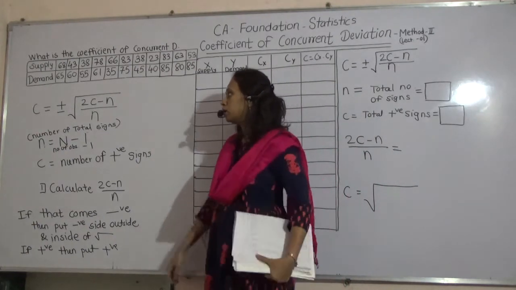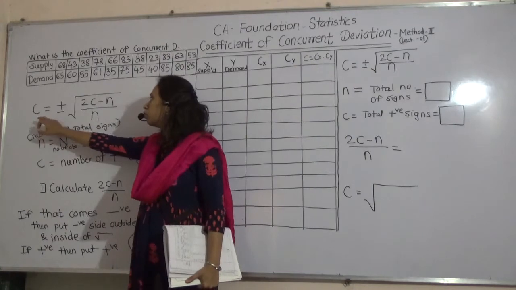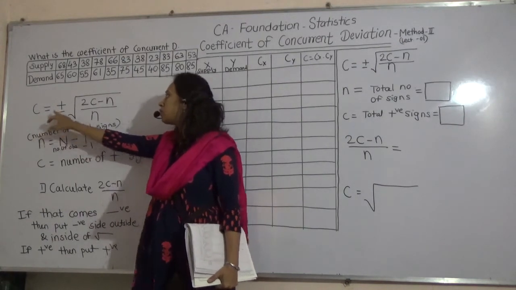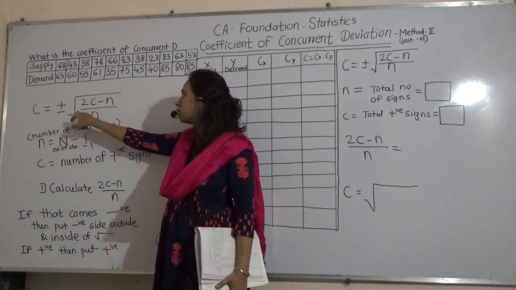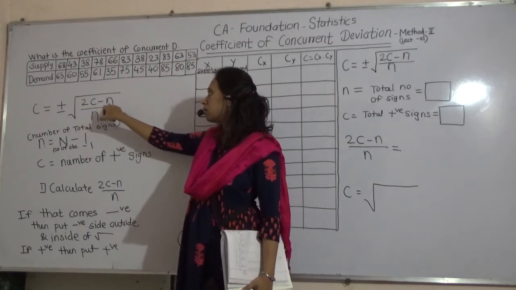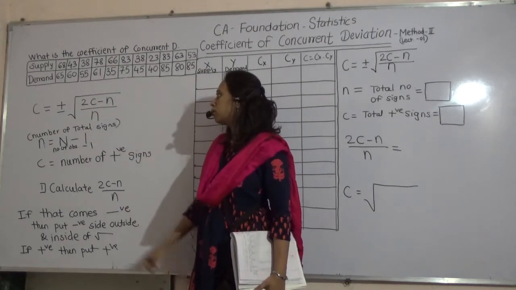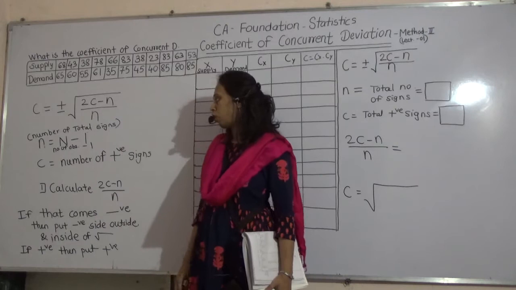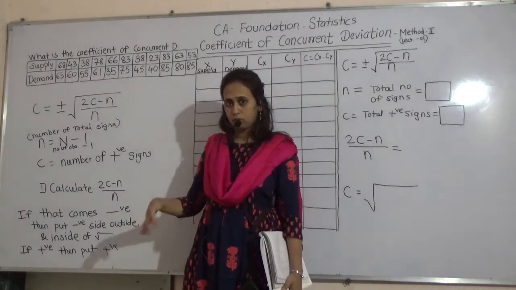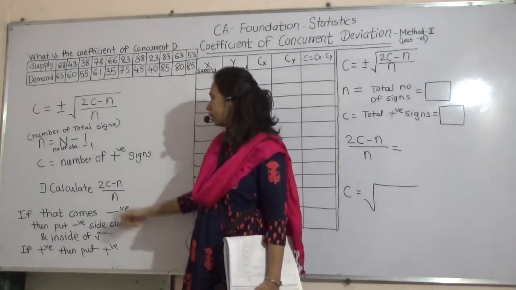The formula is C is equal to plus or minus, where C means concurrent deviation, plus or minus the square root of (2C minus n) upon n. Now what does this C stand for? This C stands for the number of positive signs. I will explain it.